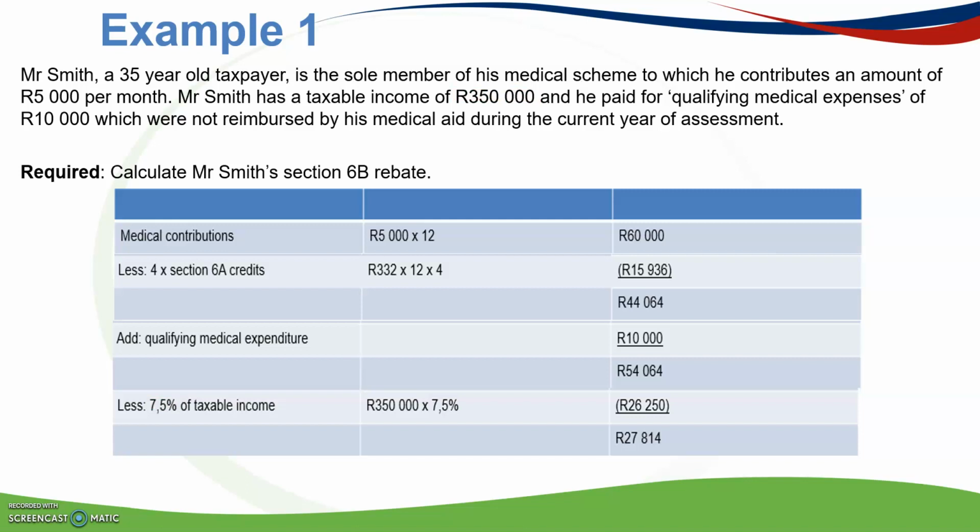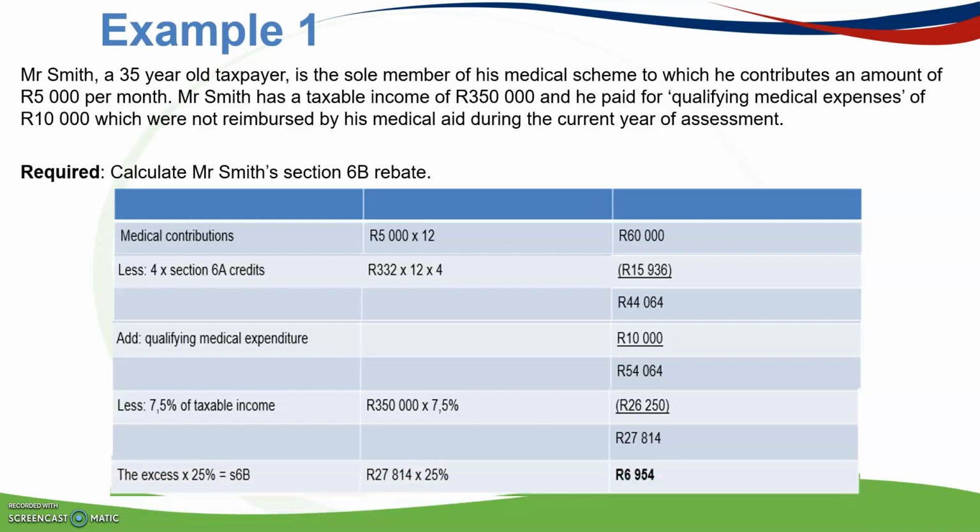Right, and then once we take that amount of 26,250 and less it from the 54,064, we get to an amount of 27,814. Right, and then the last step for us to calculate the 6B credit would be to take this excess and multiply it by 25%. So that 27,814 multiplied by 25% is 6,954.